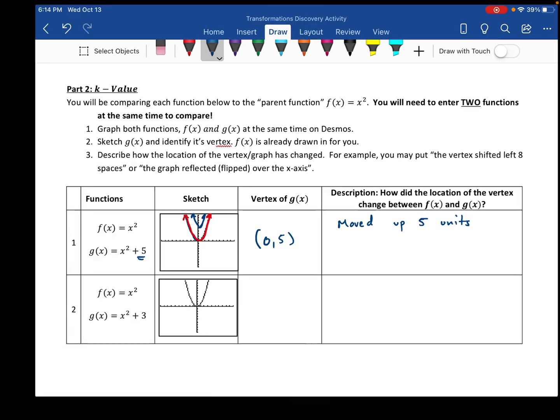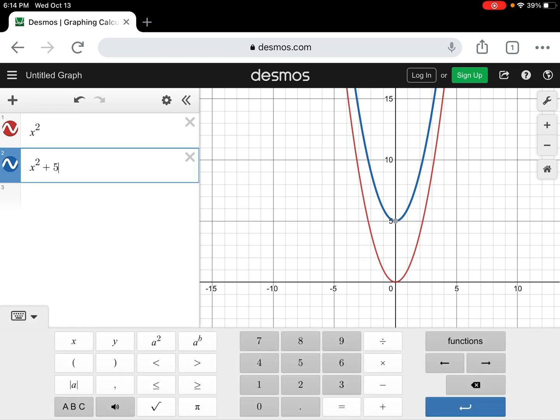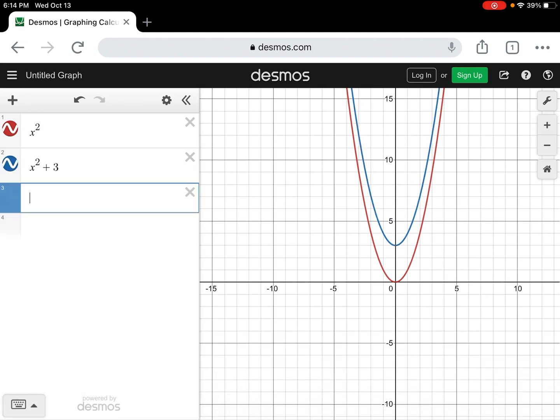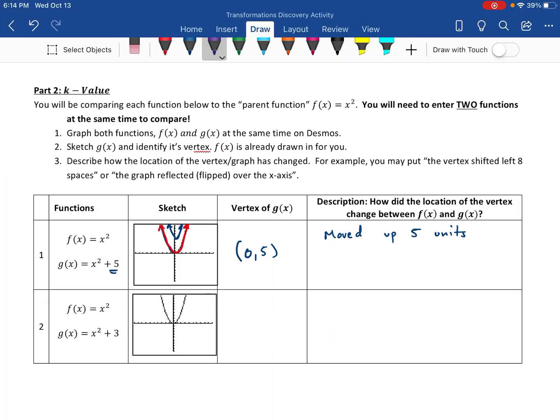I have x squared and x squared plus 3. I'm going to go back to Desmos and change this to 3. Again, I can see that my graph still went up, but it's not at 5 anymore. Now it's at 3. So I'm going to go back here and draw my new one, which would be somewhere here. My vertex is now (0, 3), and all that happened to my vertex was that it moved up by 3 units.